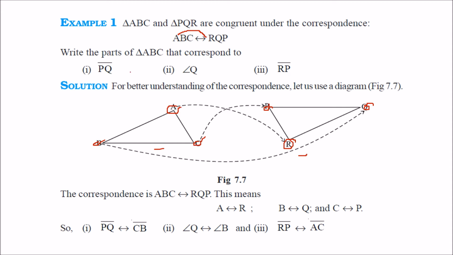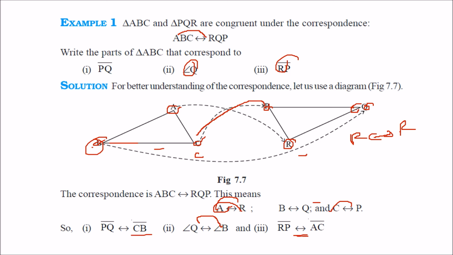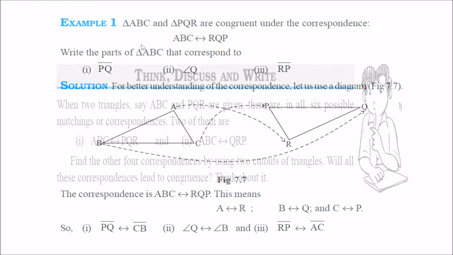Now, write the parts of ABC that correspond to PQ. Which is corresponding to PQ? P is corresponding to C, and Q is corresponding to B. So the line is CB, right? Angle Q, because this side vertex Q is corresponding to B. How about RP? R is corresponding to A, and P is corresponding to C. So AC. This will be the relationship.